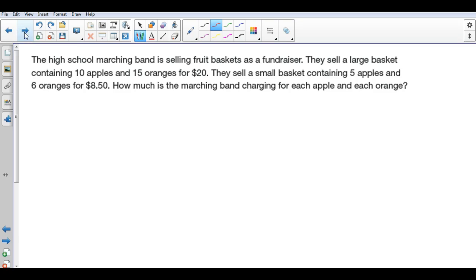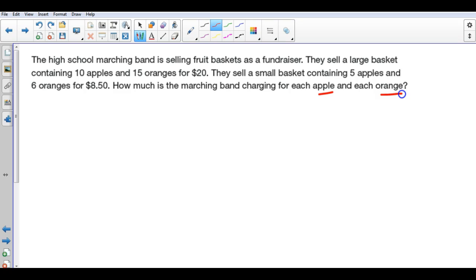Now I'll go on to a couple story problems. The high school marching band is selling fruit baskets as a fundraiser. They sell a large basket containing 10 apples, 15 oranges. That's $20. They sell a small basket, which is 5 apples and 6 oranges, and that's going to be $8.50. So how much are they charging for each apple and each orange?